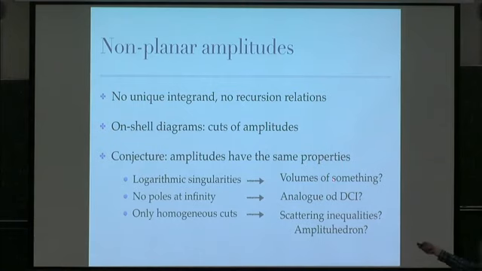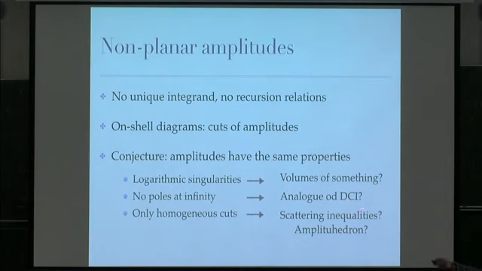So if this is true, this would say that it might be the volume of something. We wouldn't know what the region is or in which space it lives, but the fact that the singularities are logarithmic defines some natural volume form. The absence of poles at infinity in the planar sector corresponds to dual conformal symmetry. So if this is still true, there would be evidence for something beyond the planar sector of that type.